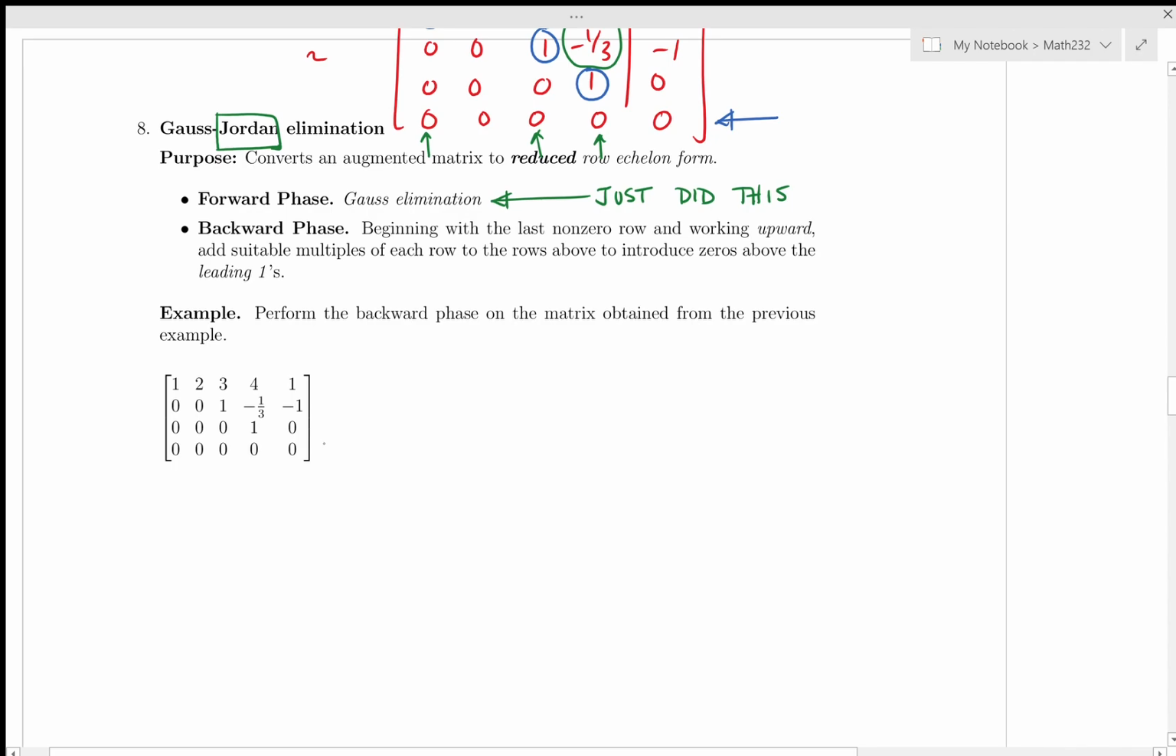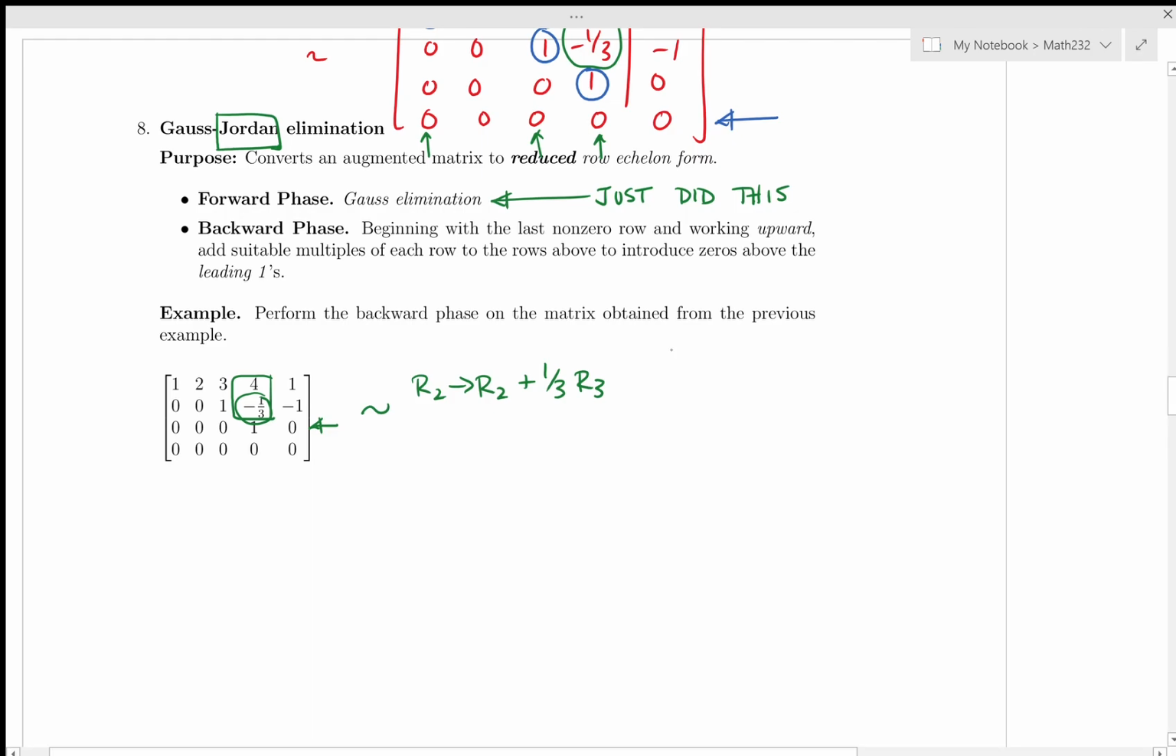So we don't have to do anything here, or here. Our first problem, starting from the bottom, is to notice that we need to get rid of those two. So R2 is going to become R2 plus 1/3 R3. When we're trying to clear this entry to a 0, we want to do that using this row right here. That's our objective.